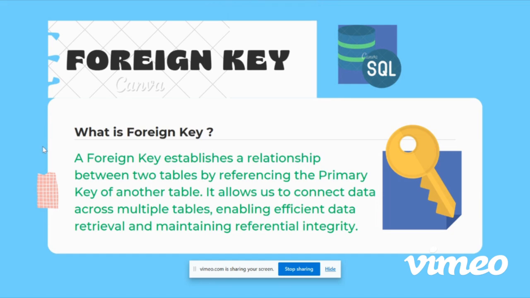Now the concept of foreign key. In a relational database, different tables often contain related information. This is where a foreign key comes into play. A foreign key establishes a relationship between two tables by referencing the primary key of another table. It allows us to connect data across multiple tables, enabling efficient data retrieval and maintaining referential integrity.